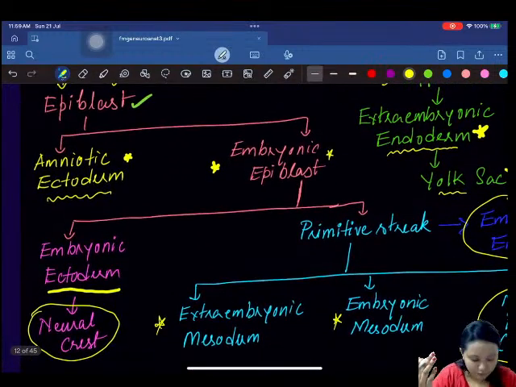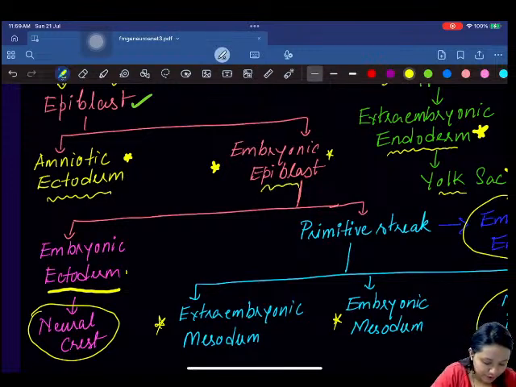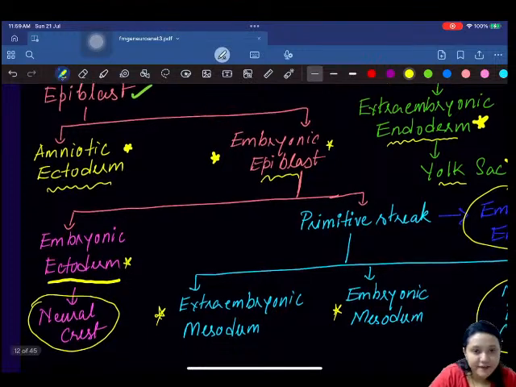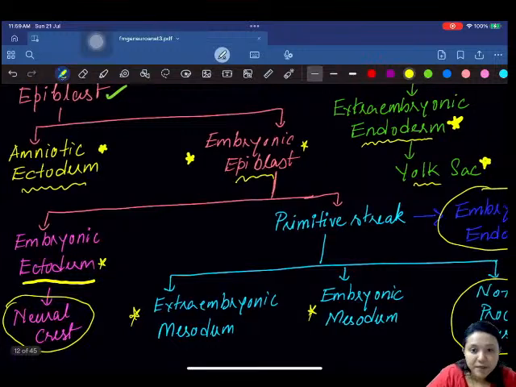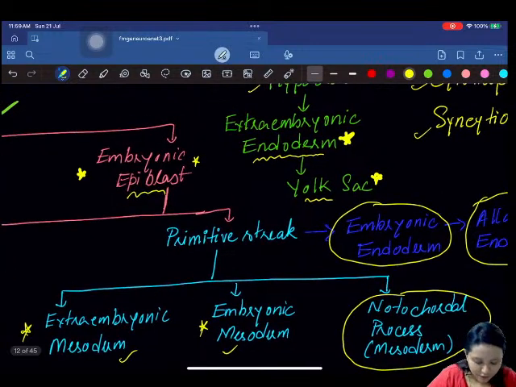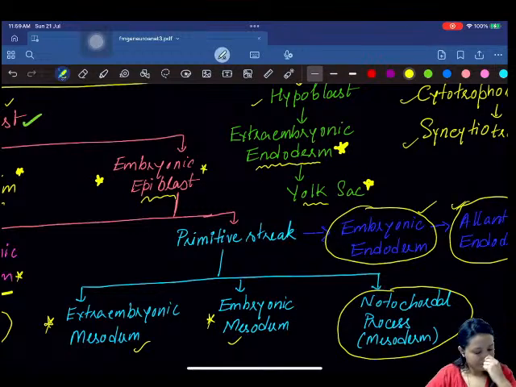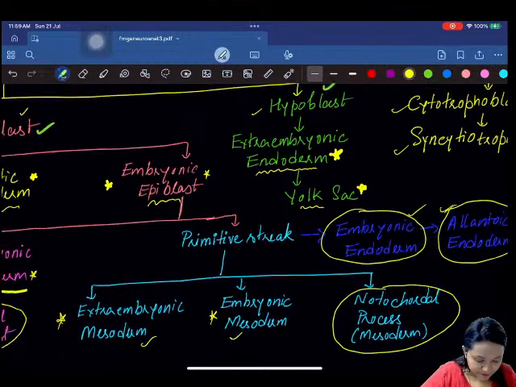Now the embryonic epiblast is again divided. I told you from the embryonic epiblast you are going to get all the three layers. So you have the embryonic ectoderm, which is also known as the neuroectoderm, and it is giving rise to your neural crest cells. And then you have the primitive streak. Now the primitive streak is giving rise to your extra-embryonic mesoderm, the embryonic mesoderm, and the notochordal process. It is also giving rise to your endoderm, embryonic endoderm and allantoic endoderm. Okay, so this is the entire hierarchy.